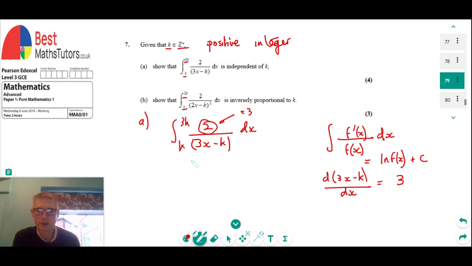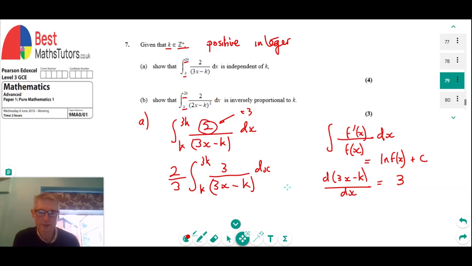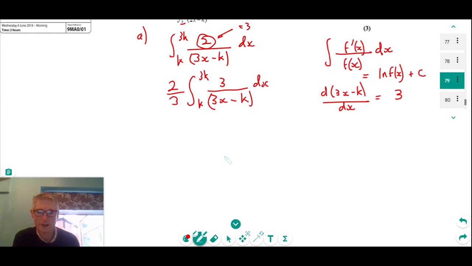And what I can do is factorize or take out the 2 to the front since it's a constant. And actually, if I put a 3 on the top, I'd have to then have a 3 on the bottom of the fraction, so that the overall value of the integral was the same as before. So we've now manipulated this so that the top of the fraction is the differential of the bottom.